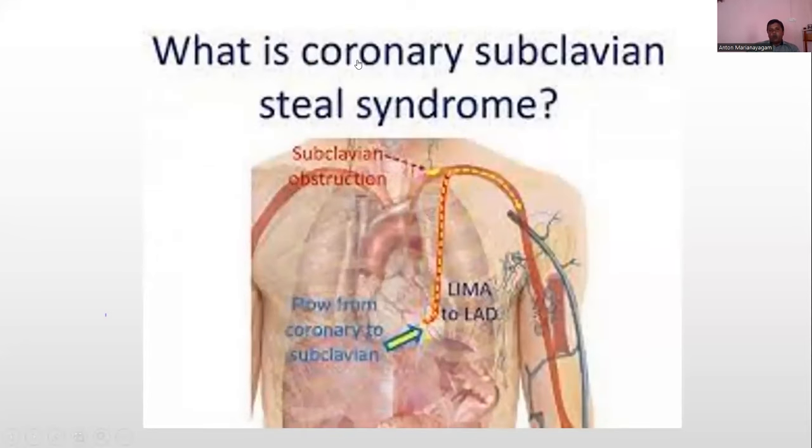So what is coronary subclavian steal syndrome? This is called coronary subclavian steal syndrome in LIMA grafted patients. What happens is, because of the subclavian artery stenosis at its commencement, you get the blood shunted through the LIMA to the subclavian artery.